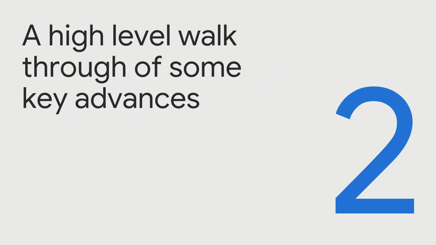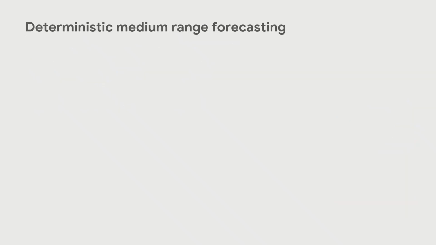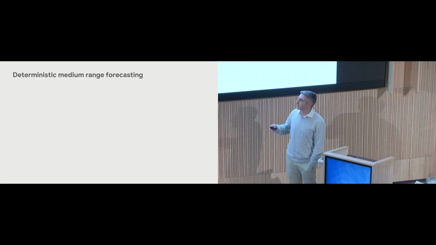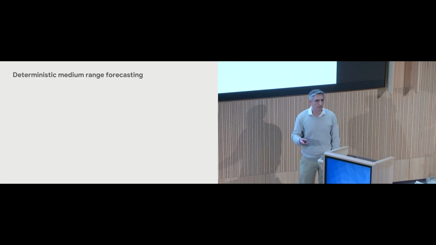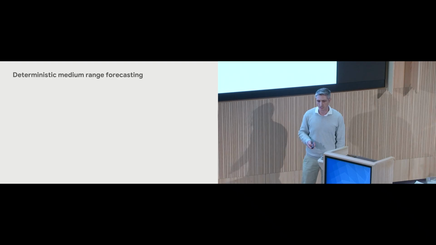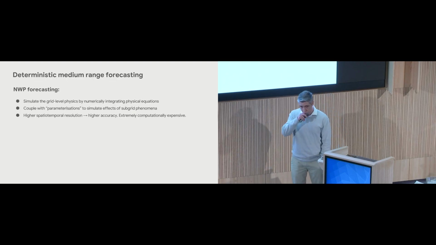Okay, so next we're going to take a very high-level walkthrough of some of the big breakthroughs that have got us to where we are today. The first is in the context of what we're calling deterministic medium-range forecasting. We say deterministic in the sense that the task here is to produce a single best-guess estimate of how the weather is going to develop, given our initial estimate of the current state.